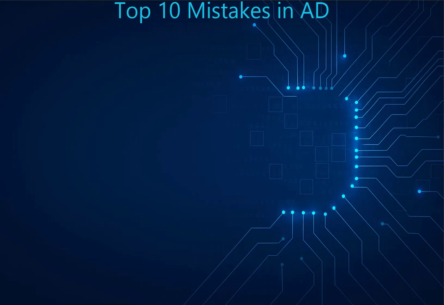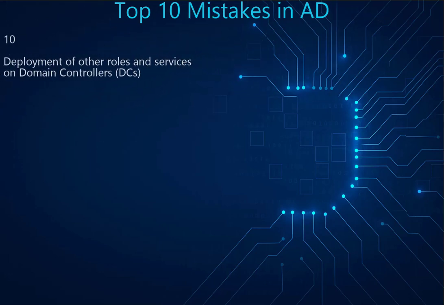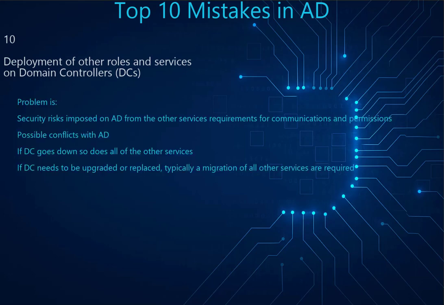Number 10. The deployment of other roles and services on domain controllers. The reason that this is a problem is because when you install other roles and services on domain controllers, you impose certain security risks on AD from those other services for the requirements they have on communications and permissions. You expose that domain controller in Active Directory to risks that Active Directory would not normally be subject to. You also have potentially imposed possible conflicts with AD.